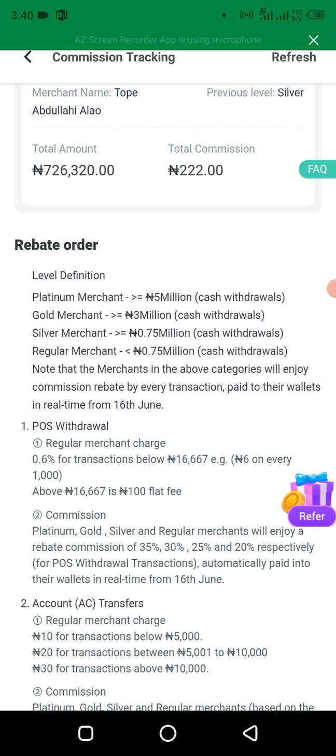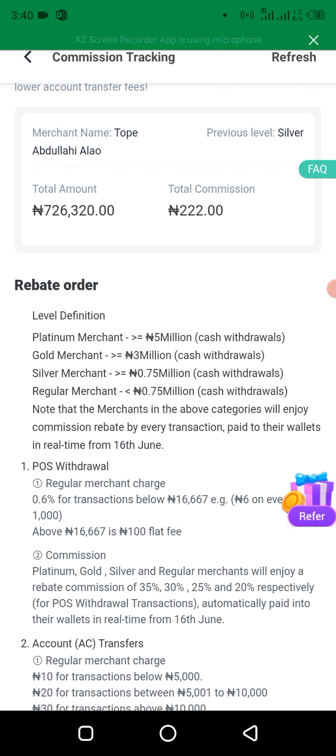Okay, now this is regular merchants. Who is a regular merchant? A regular merchant is someone that does 0.75 million naira transaction every month. That's 750,000 naira. Maybe when you add all your POS amount together, it's equal to 750,000 naira for a month, you are a regular merchant. Equal to or less than, maybe you do 600,000, you are still a regular merchant. If you do 100,000 per month, you are still a regular merchant.